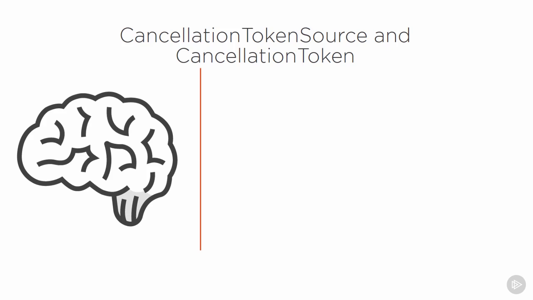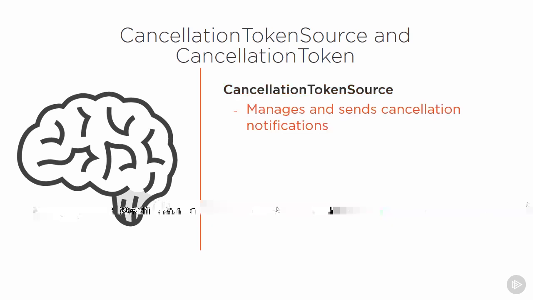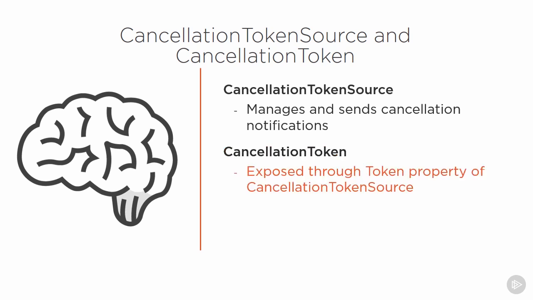To support cancellation of async tasks, a cancellation token source and a cancellation token are used. A cancellation token source is an object which manages and sends cancellation notifications to the individual cancellation tokens. It exposes such a cancellation token via its token property. And such a cancellation token is what we need to pass to be able to listen to cancellation requests.